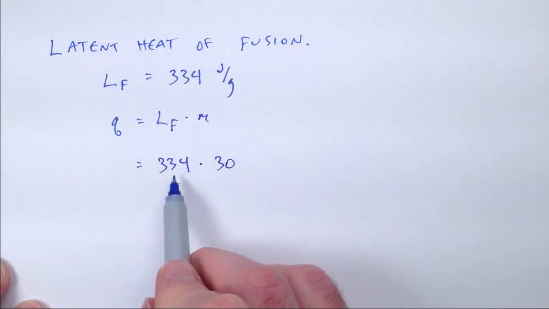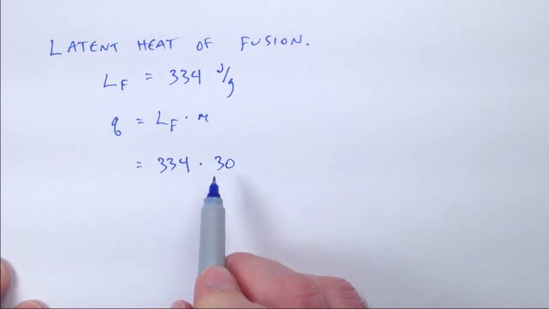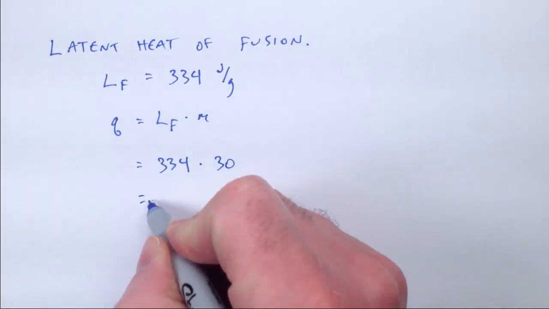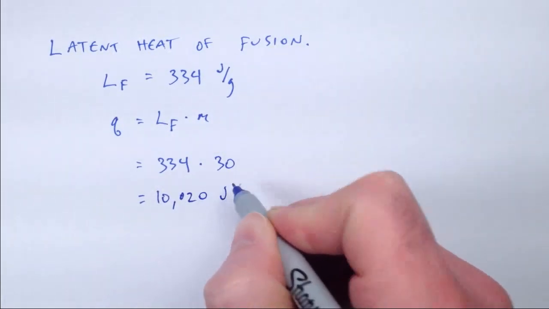That's the latent heat of fusion for ice. That's the mass of the ice. Multiply those together. We're talking about 10,020 joules.